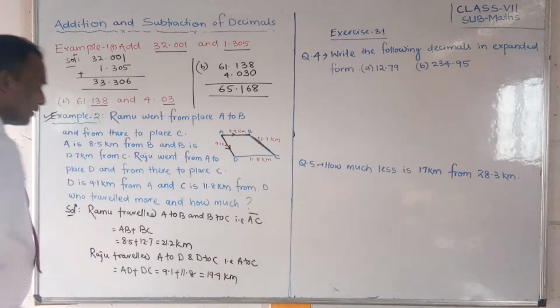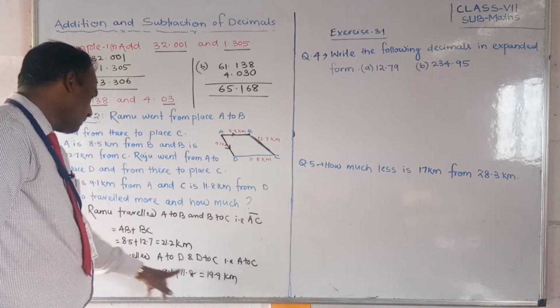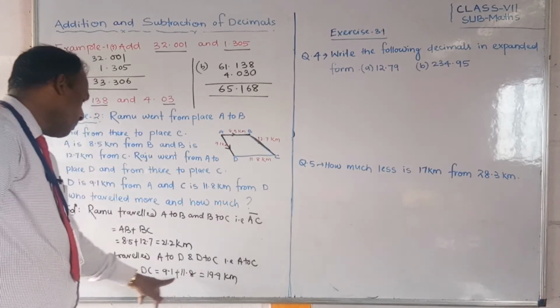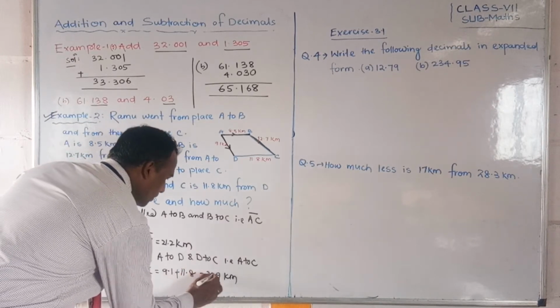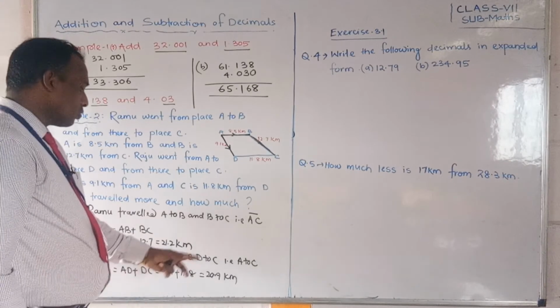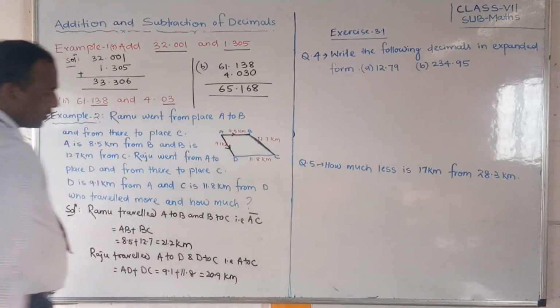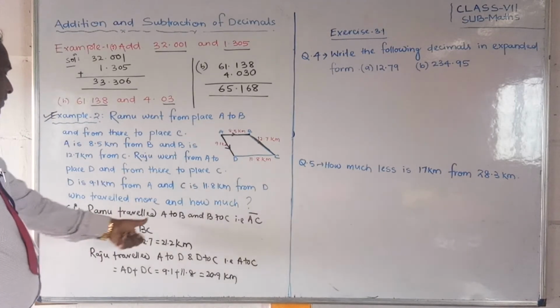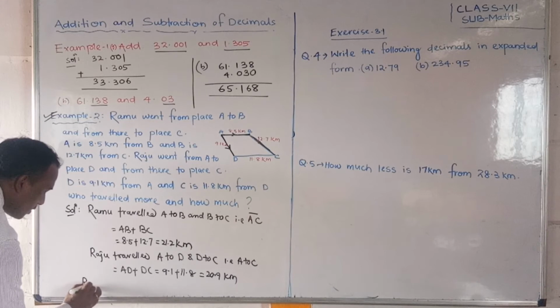kilometers. If you add this, you have to add roughly 9.1 and 11.8. 1 plus 8 is equal to 9. 11 plus 9, sorry, this is 20. Yes, sorry. So this is 20.9 kilometers. So now we have to compare. Here 21.2, this is 20.9. Clearly Ramu traveled more distance. Yes or no? Hence, how much?